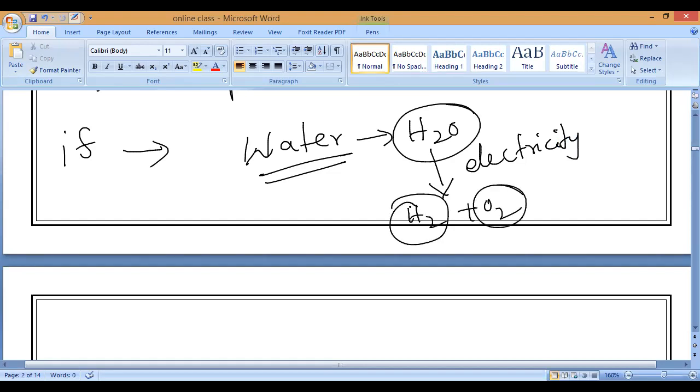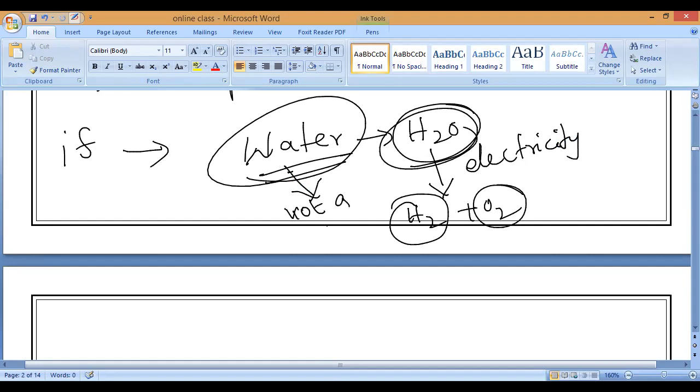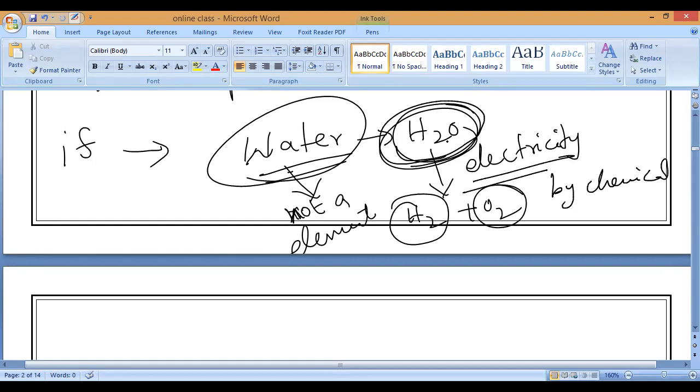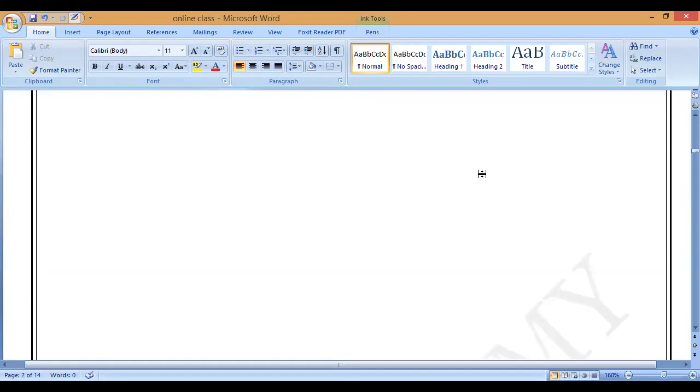So we are getting two simpler substances from this complex substance. That is why water is not an element. Do you understand, all of you? This is also how to write it. One more example: the water formula is H2O. By passing electricity, by chemical reaction, the water is splitting into two simpler substances. That is why water is not called an element.